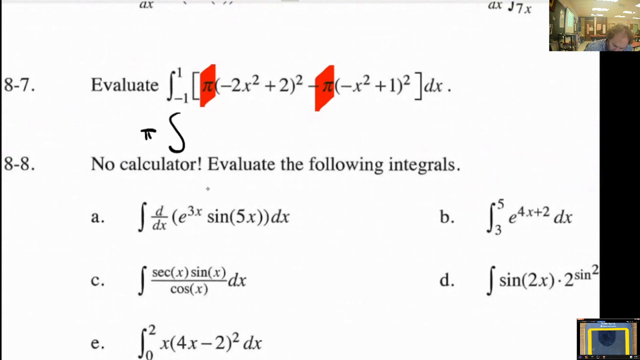I'm going to do pi times the integral from -1 to 1. I'm going to be really careful about this, though. This would still be big square brackets. In the first parentheses would be negative 2x squared plus 2, squared.